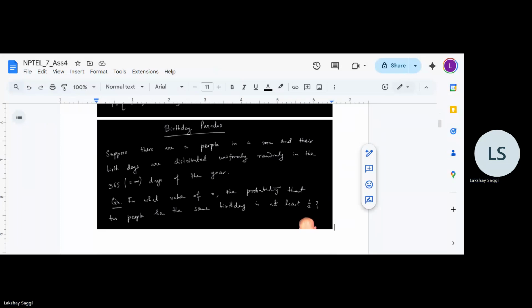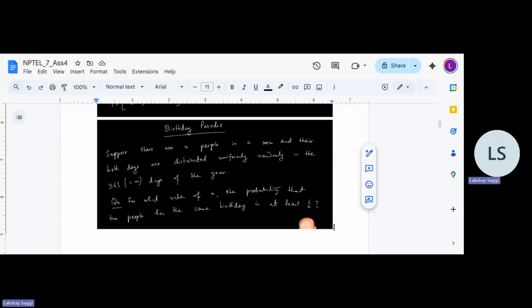So essentially, how many people do I need to select so that I can confidently say that there exist two people who have the same birthday? If the probability is at least half, then I'm saying with a fair bit of confidence that there will exist at least two people in this bunch of people who share the same birthday.